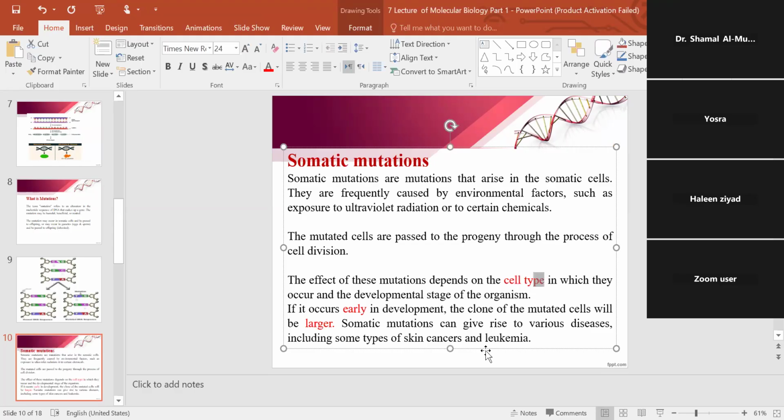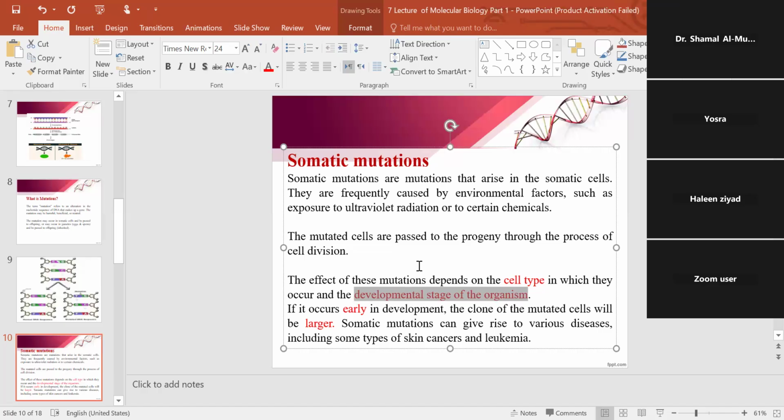This is the first thing, in which they occur, and the developmental stage. This is the developmental stage of the organism, meaning whether this organism is in the early stage of its life or it's old. This is also important, so the type of the cell and the developmental stage affect the mutation.